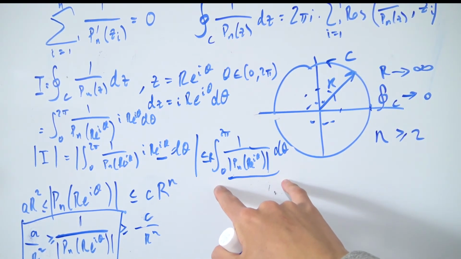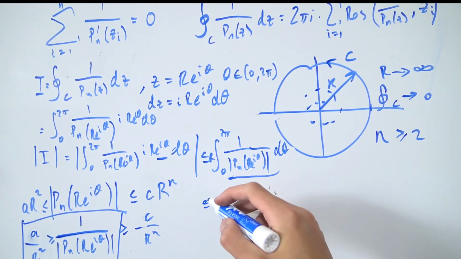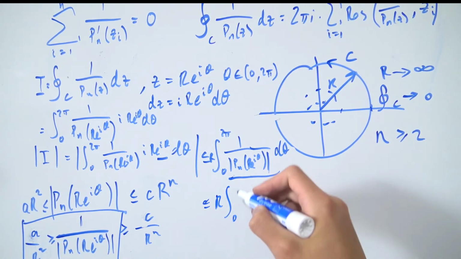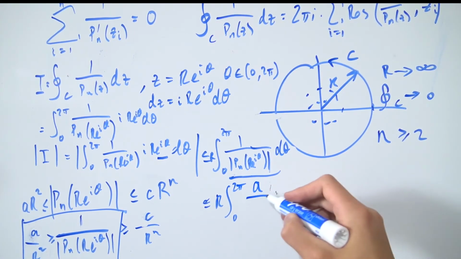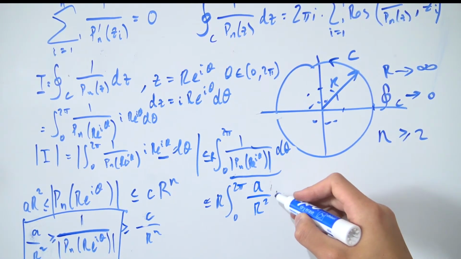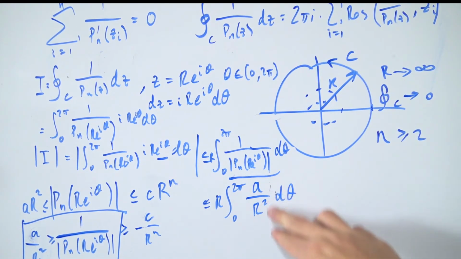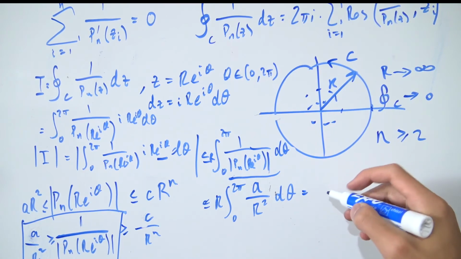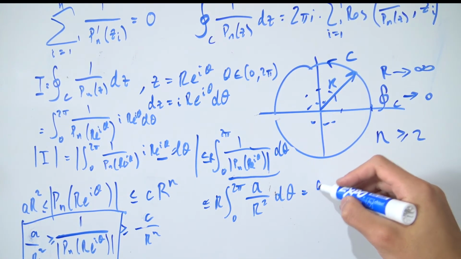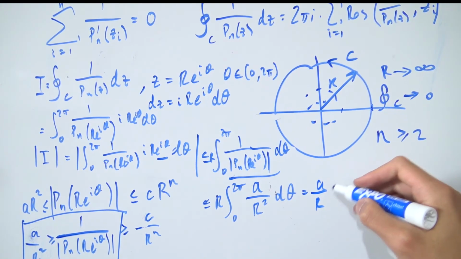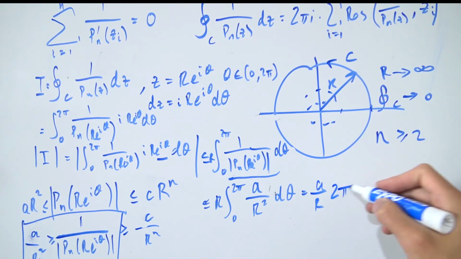Because if the integrand is less than something else, then naturally the integral will be less than or equal to the integral from 0 to 2 pi of a over r squared d theta. Notice that a over r squared is just a constant, so let's bring that to the front, and we're going to cancel out these r's. So we're going to have a over r times the integral from 0 to 2 pi d theta, which is going to evaluate to 2 pi.